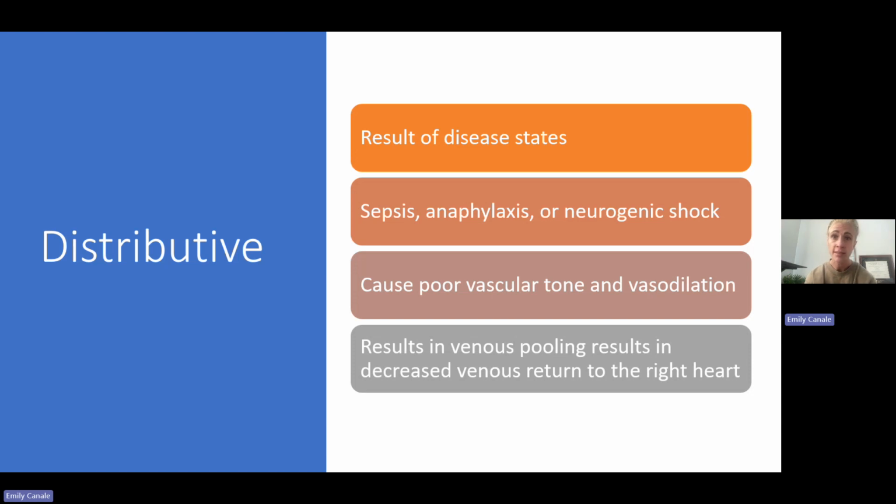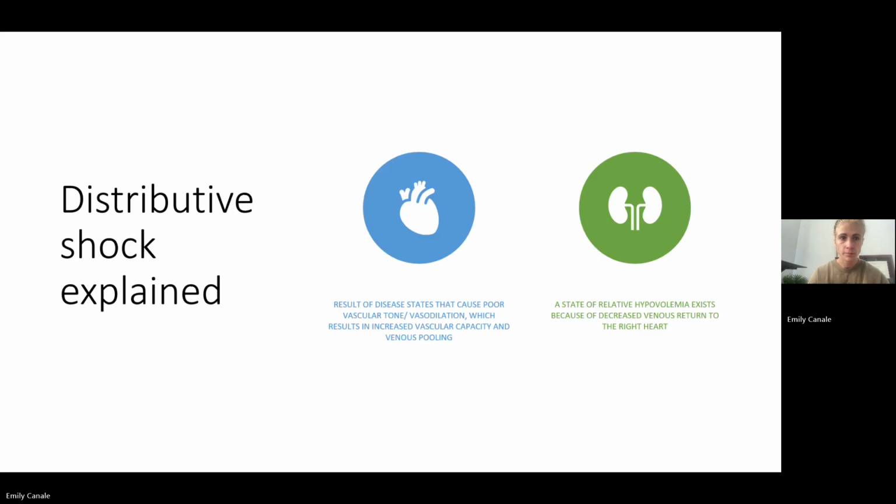This is what you normally see in sepsis. But anaphylaxis is another type, and that again is related to the histamine, and that results in vasodilation. The least common form is neurogenic shock, which is usually an injury to the brain or a spinal cord injury. So we will talk about that as well. So again, it's a disease state. We have really poor vascular tone and vasodilation. So we're pooling. So we're not bleeding, but it's a relative state of hypovolemia because our heart is just not able to pump appropriately.